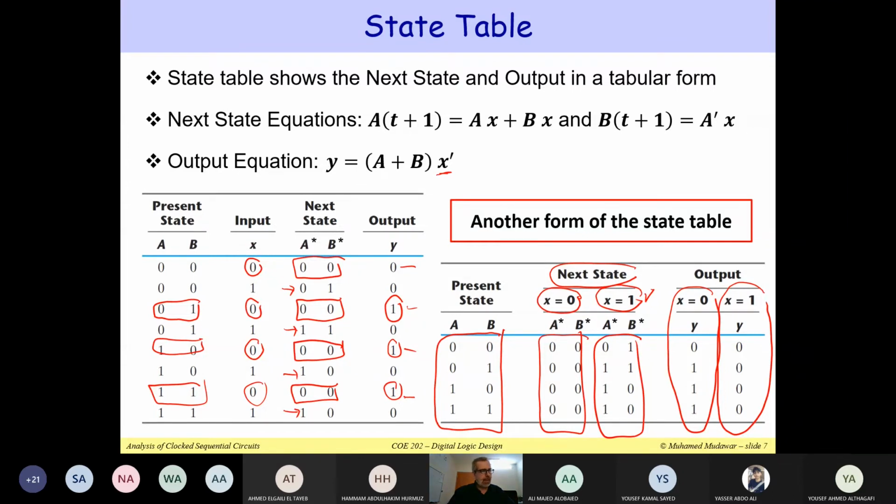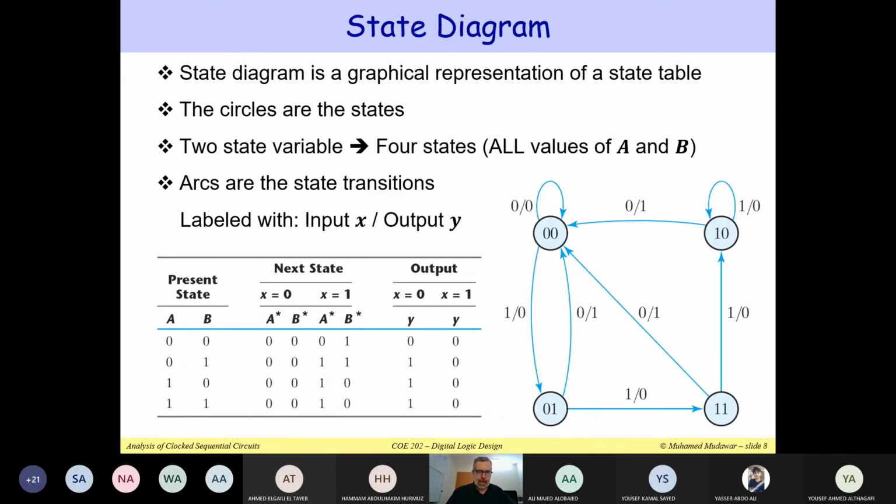Now, once you have the state table, the final step would be to draw the state diagram. And this can be drawn very easily. The state diagram is a graphical representation of a state table. So the same information that exists in the state table, we can place it in the state diagram. Notice that here we have 2 state variables. So we have 4 possible states, 0, 0, 0, 1, 1, 0, and 1, 1.